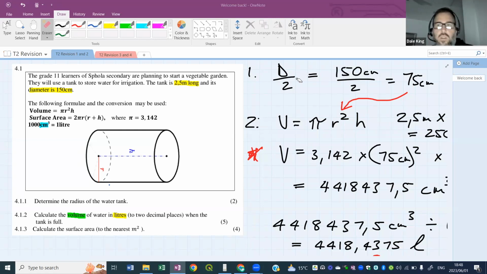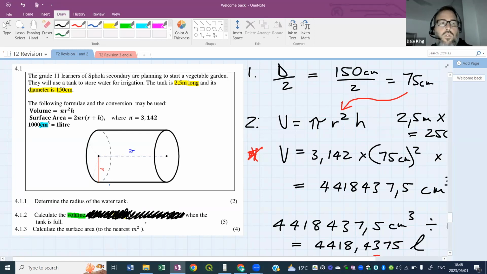Determine the radius. We got the radius is 75. There it is up there at the top right. We got that. Okay. Then they say calculate the volume. Now, if they had left this off, calculate the volume. In fact, we don't even need to write that. We all know we need 2 decimal places. Calculate the volume when the tank is full. You guys could do that.